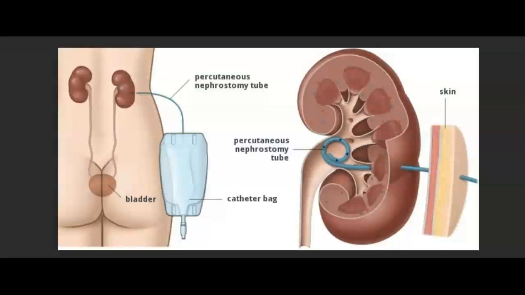Patient prep for the patient receiving a nephrostomy includes being NPO for 4 to 6 hours before the procedure. Clotting studies, including INR, PT, and PTT, should be normal or corrected. Drugs are used to reduce hypertension.